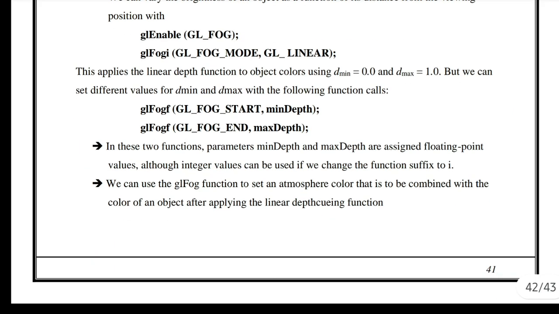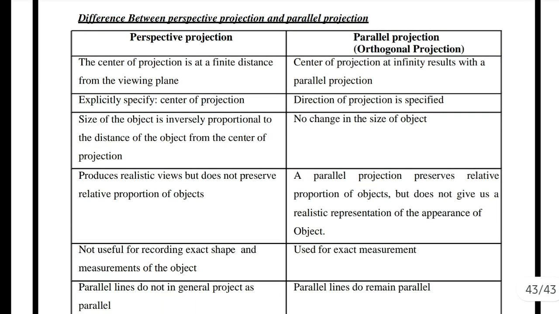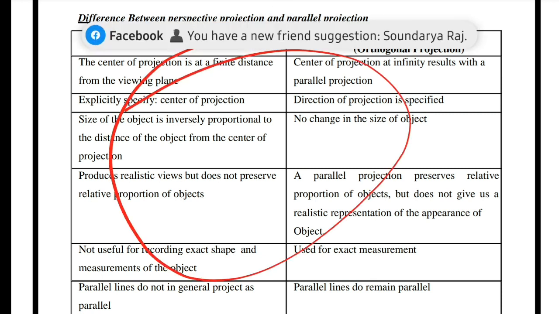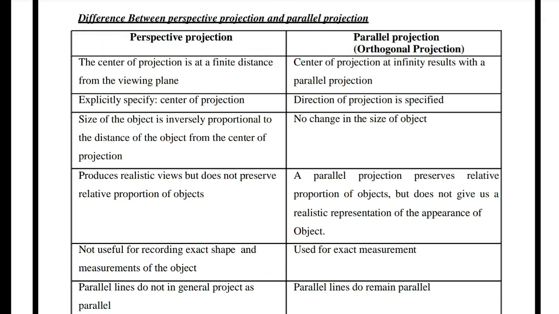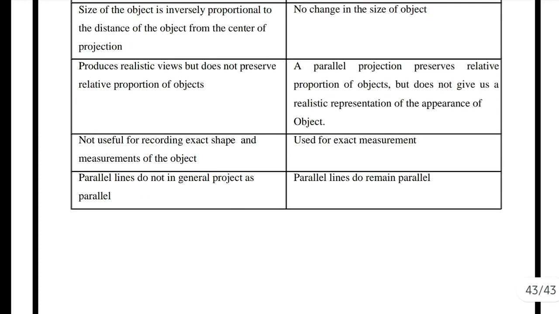And what else do we have? This is a very important one: the difference between perspective projection and parallel projection. Here are some of the things you need to focus upon. The main thing is that there is no change in the size of the object in the orthogonal parallel projection. In perspective projection, the size of the object is inversely proportional to the distance. The more the distance, the smaller the object; the lesser the distance, the bigger the object. Here are a few more key points you can go through.